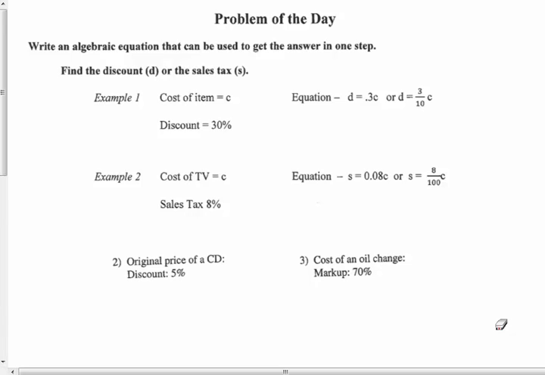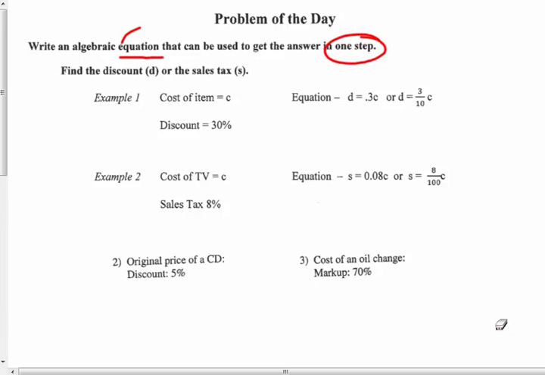You should have out page 11 of your 1F packet to go along with this video. We're working on percents, and I'm starting with the problem of the day page. Write an algebraic equation that can be used to get the answer in one step. Okay, again, one step, only this time we're writing an equation.